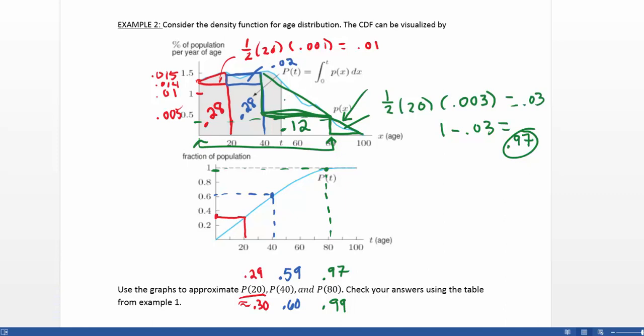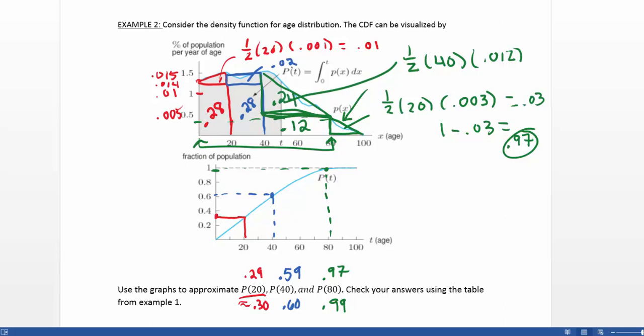And then the area above, I'm going to do 1/2 base times height. So to get this area, we said my base is going from 40 to 80. So that's 40 years. And then my height can be found by looking at the difference between this 0.015 and the 0.003 that I used, which is going to give me 0.012. So when I do 1/2 base times height, I get 0.24.